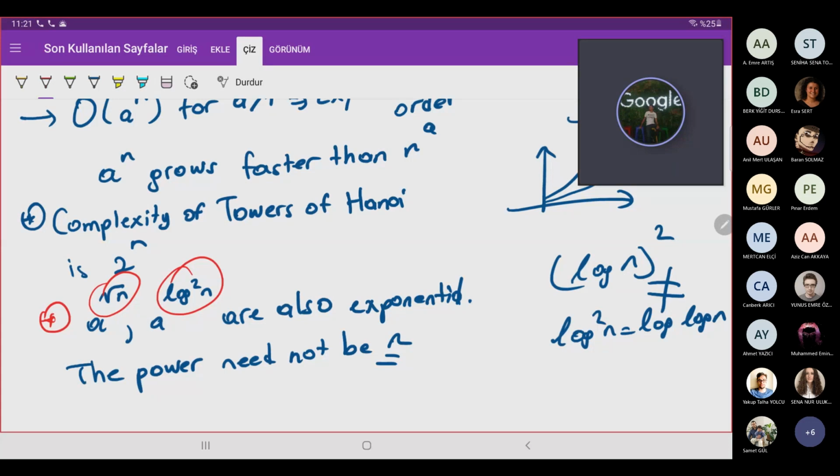A to the power square root of n, a to the power log n. Even a to the power log n is exponential, even though log n is closer to linear, but it has more complexity than a polynomial. It grows faster, but they're also exponential. Okay.